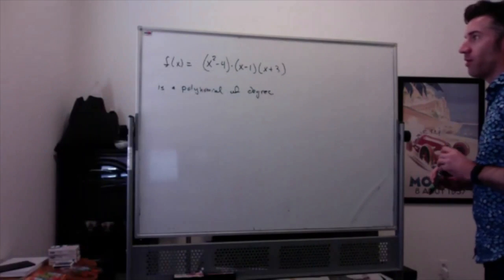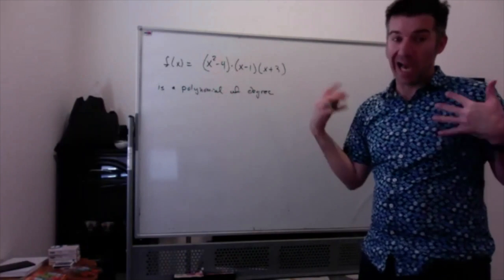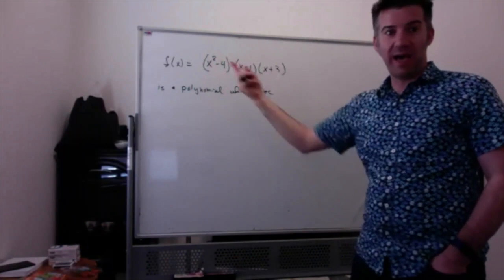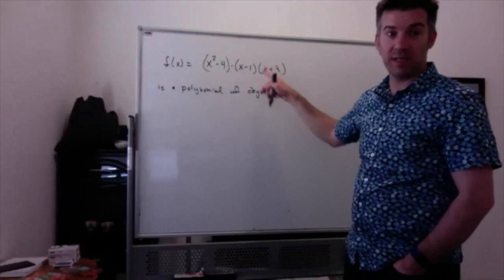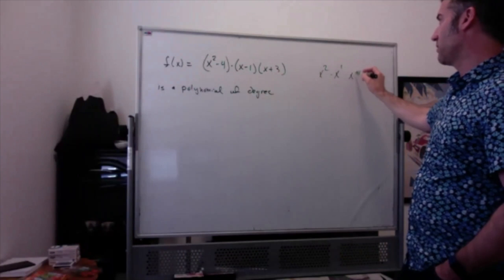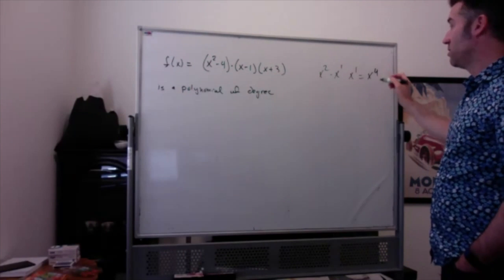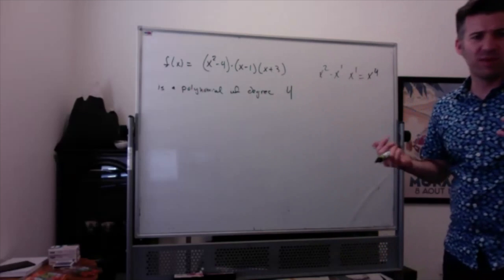Definitely, Sophia, 4. Right, so if you multiply this whole thing out, I'm not actually going to multiply it out, but I'm thinking, if I take the highest power of x in each part, so x squared times x to the first times x to the first, you add the powers and you get x to the 4th. So yeah, that's the degree. That's all I really want to say here.